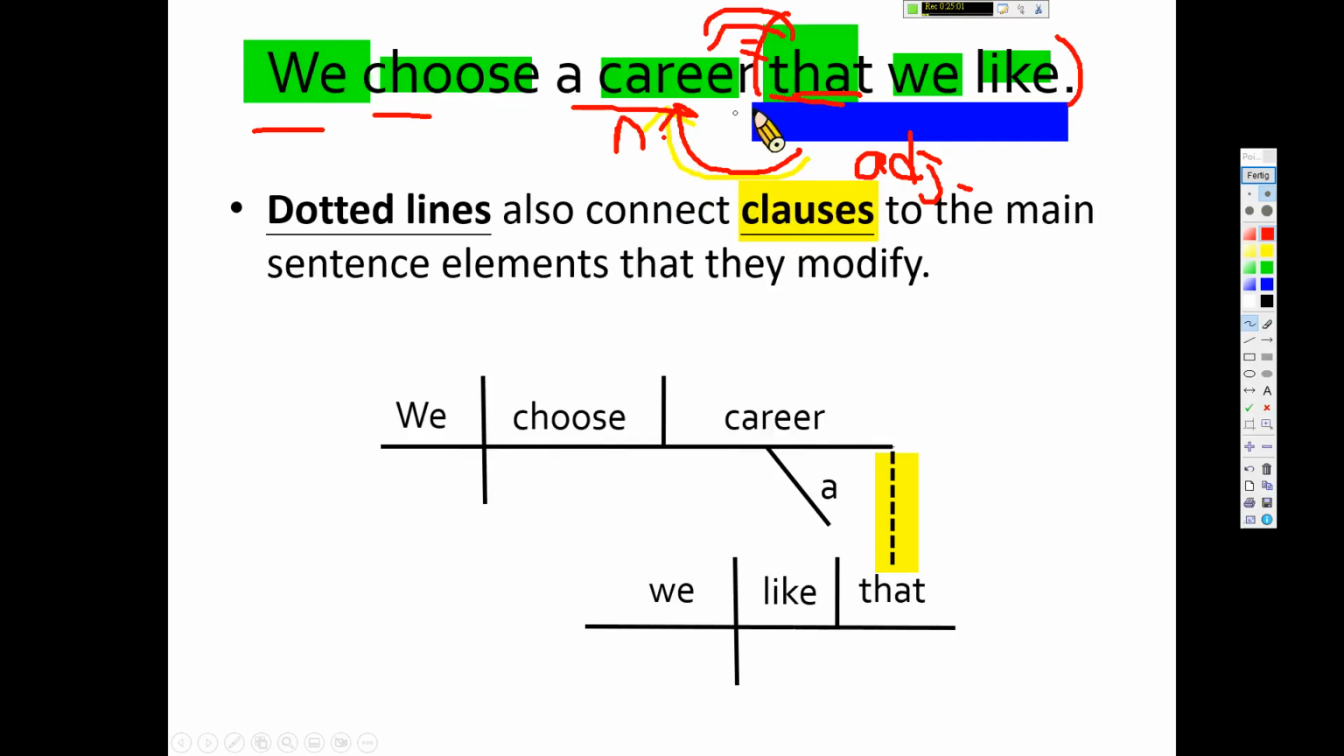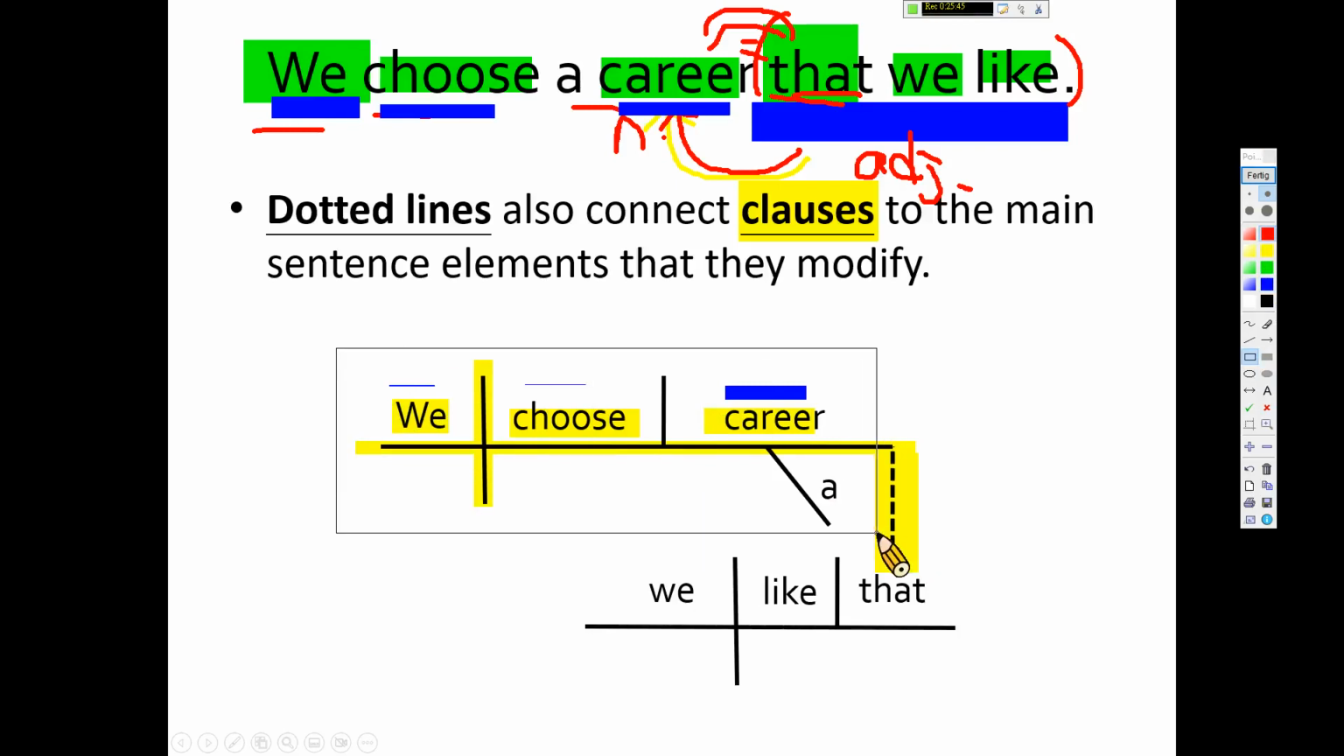So we choose a career. Another one, the career we like. We like career. So career here is an object for "we like career." Okay, so now how can we draw this? Basically, it's about the same. This is the main line for the independent clause. So we have a vertical line. We choose career. It's the same here. We choose career.